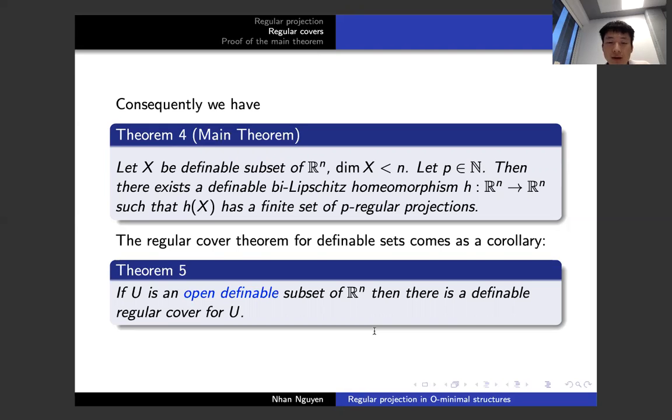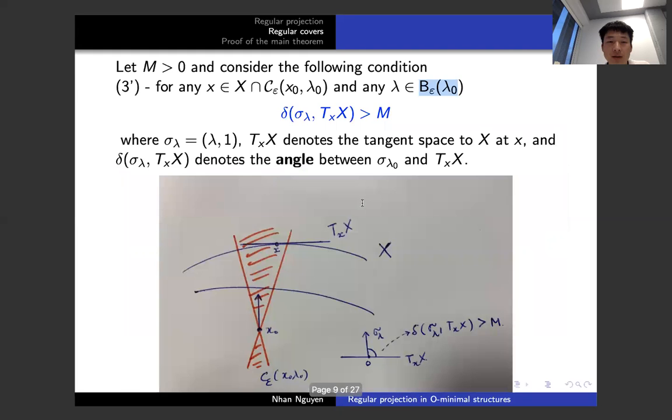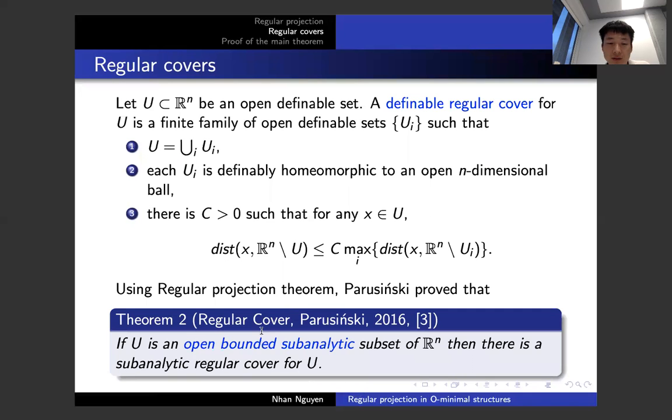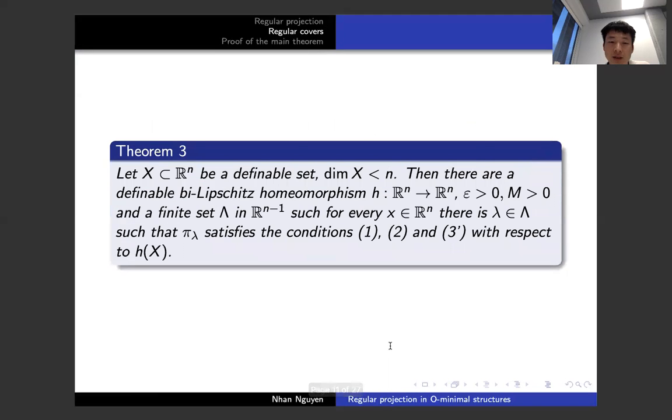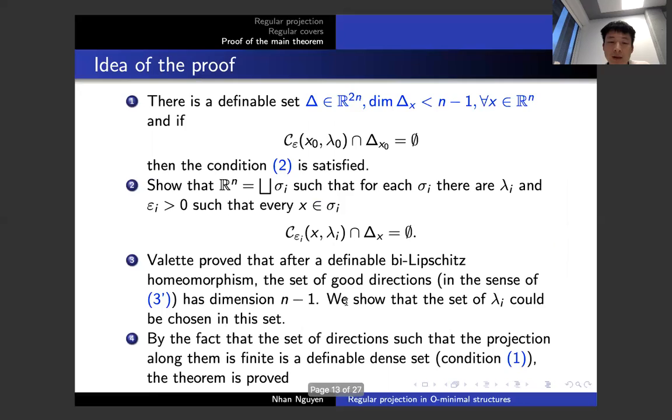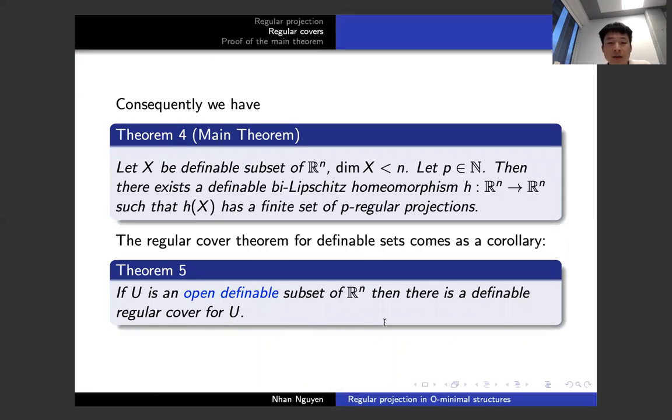So let me make some comparison between our results and the results of Baroshinsky. If you look at the results of Baroshinsky, he has some kind of boundedness, here is compactness. And in the regular cover theorem, he also needs the boundedness. In our situation, we don't need any boundedness for the given set. This is understandable because of the finiteness of our minimality.